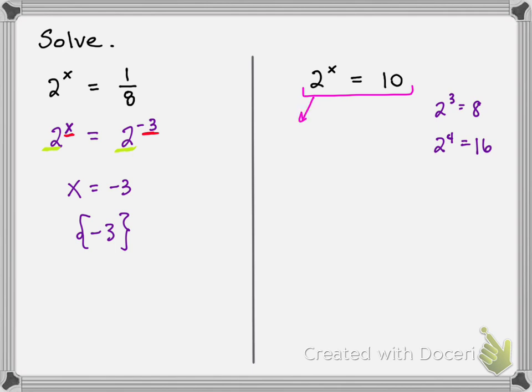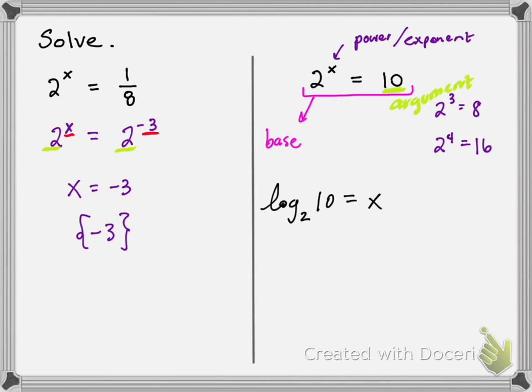We have 2 is known as our base. X is known as our power or exponent. And then 10 is going to be known as our argument. When you write a logarithm, you're going to do log with the base of the argument equals the power. So therefore, we can solve for x using logs.